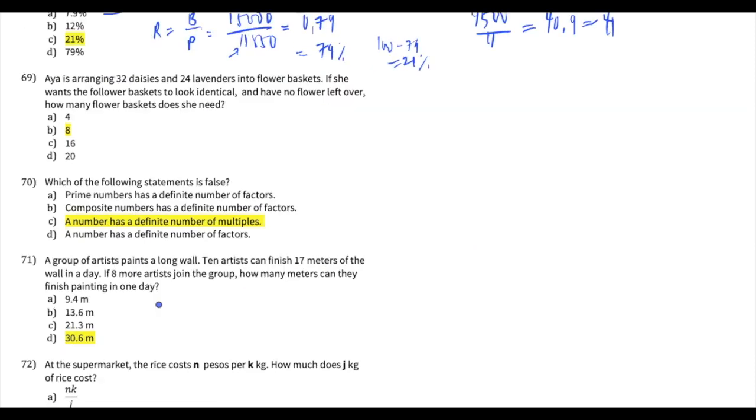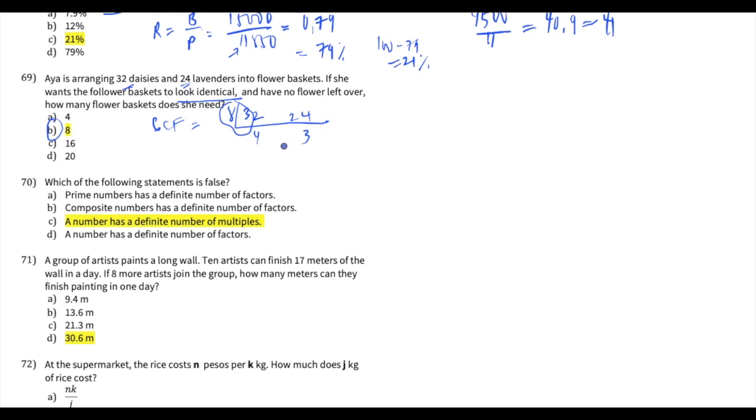I is arranging 32 daisies, 24 lavenders into flower baskets. If she wants the flower baskets to look identical, have no flower left over, how many baskets does she need? Okay, so this is just a GCF problem. Okay? Greatest common factor of 32 and 24. Divisible sila pareho by 8. Equal to 4. Ito, 3. So we need 8 baskets para walang may maiiwan na flower. At the same time, identical yung number of flowers nila. So meron kang 4 daisies and 3 lavenders in each basket.